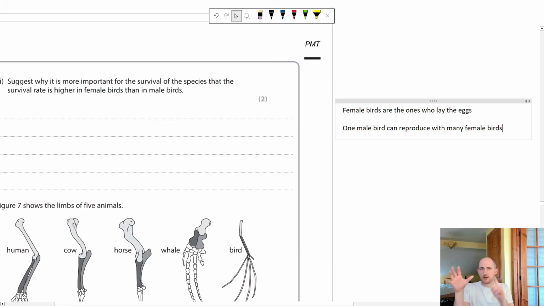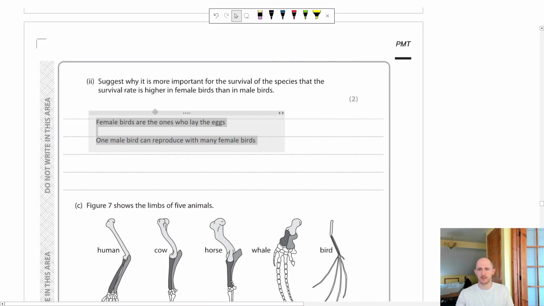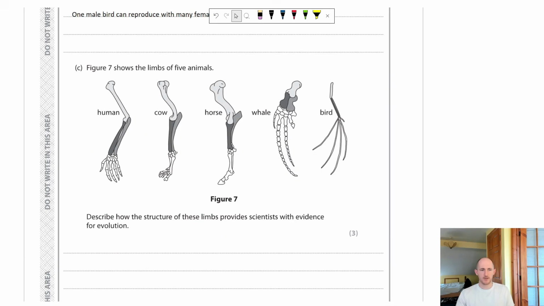Imagine if you had 10 males and 1 female. That female can only produce a certain number of offspring because they only lay a certain number of eggs. Whereas if you had 1 male and 10 females, that 1 male can have kids with all 10 of the female birds. So that's the kind of idea for why it's more important for females to survive than males.